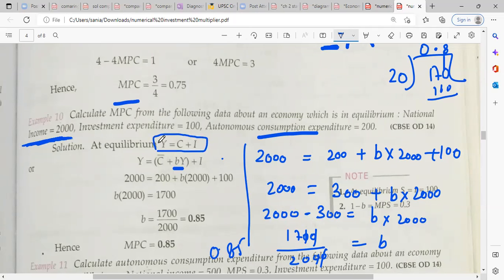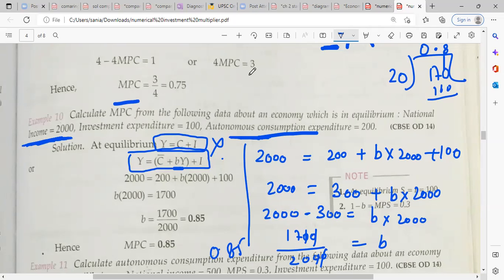See, at equilibrium, basically this situation occurs. We usually use this formula, but over here they have asked you autonomous investment, so you will not use this formula. You will use this formula. It's like C equals C bar plus BY, right? Yes. So how is it Y equal to?